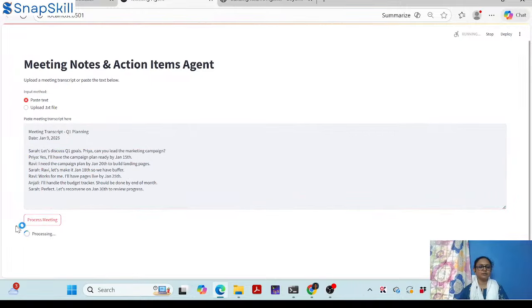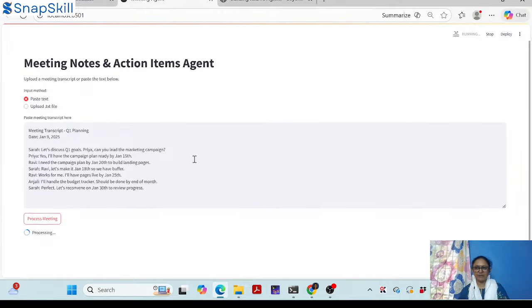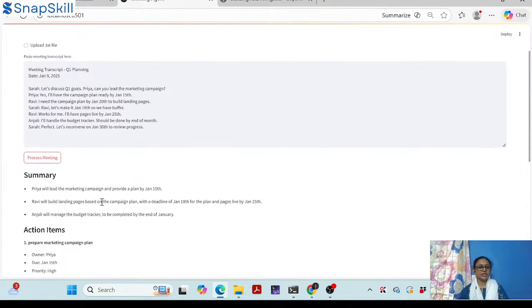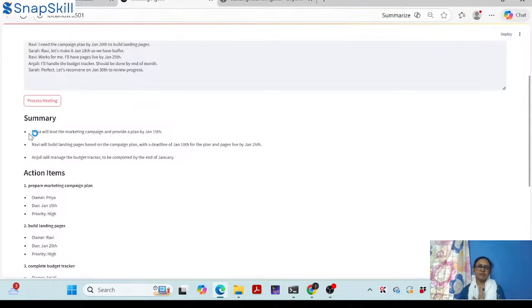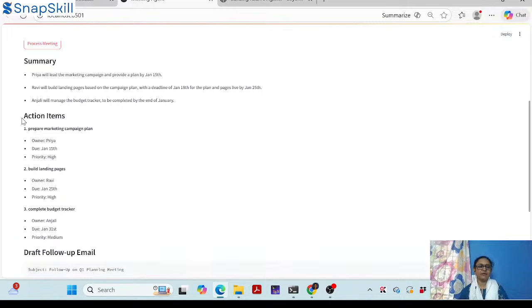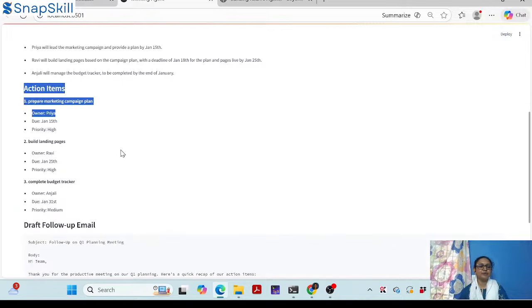Process meeting. See this one? It is processing. Who is processing? Whatever orchestration I built, it is processing that. Initially it is giving the summary. Any tool can give that summary, but this is a system. So what capabilities have I given? Action points for each and every person.